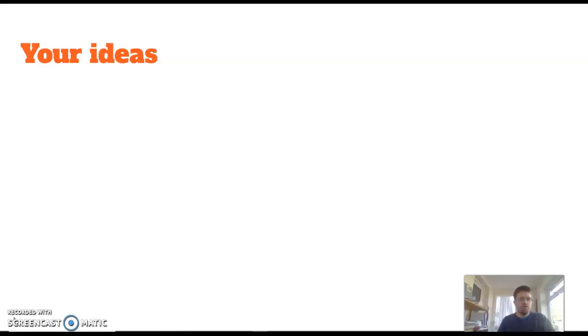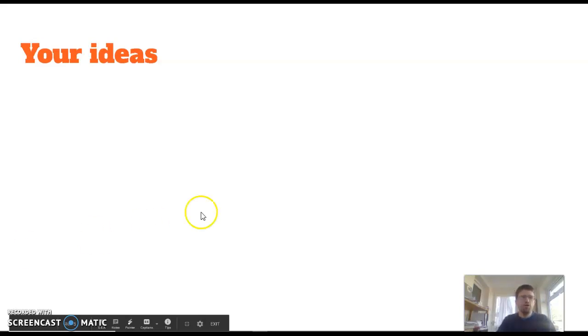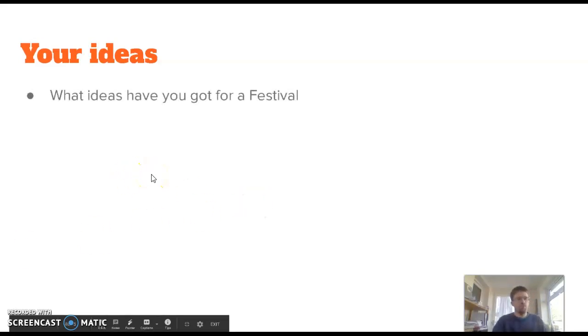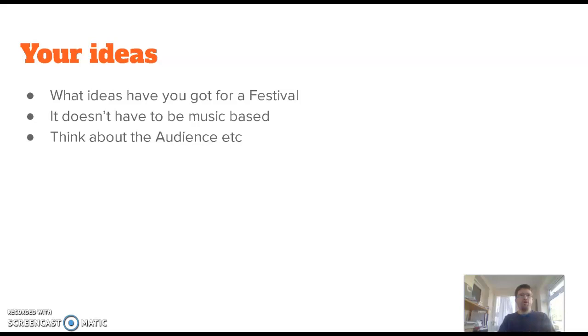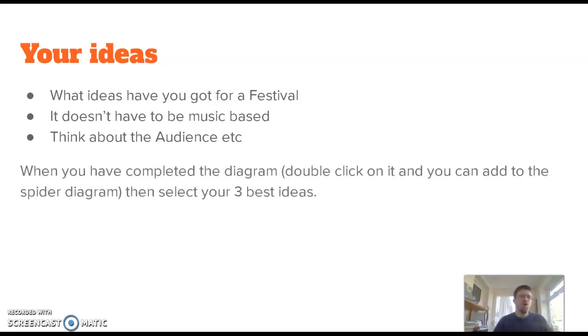Now you've done your research, it's time to come up with your own ideas for your festival, right? You've got to think about what you're going to do. So, what ideas have you got? It could be music, it could be something else, right? Think about who your audience is going to be. Who do you want to come along to your festival, right? On your booklet, there is a diagram that you can double click on, add lots and lots of ideas.